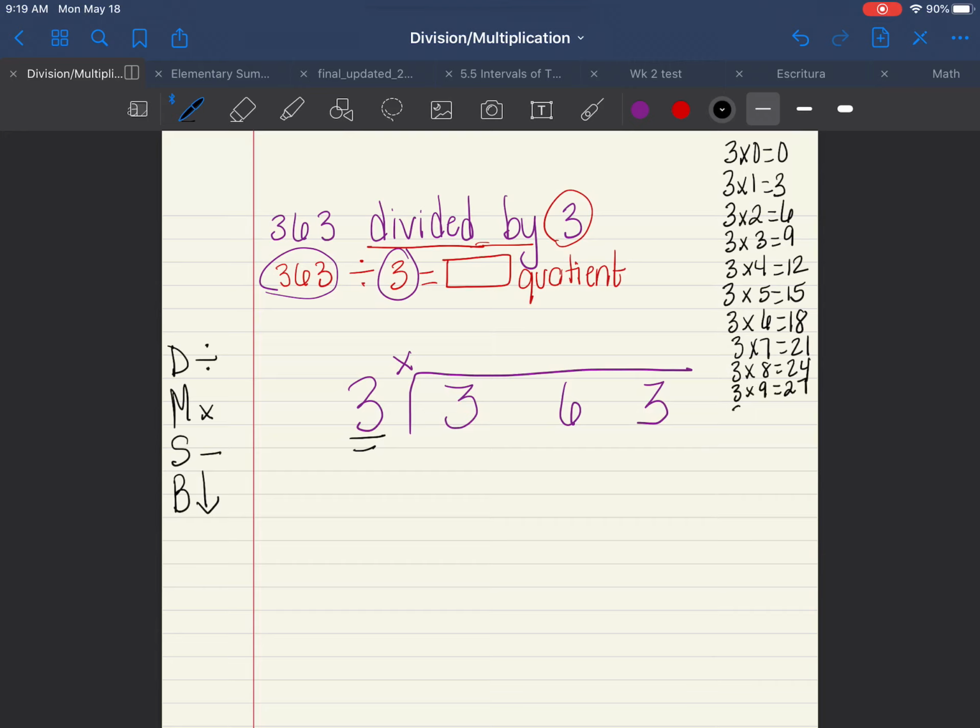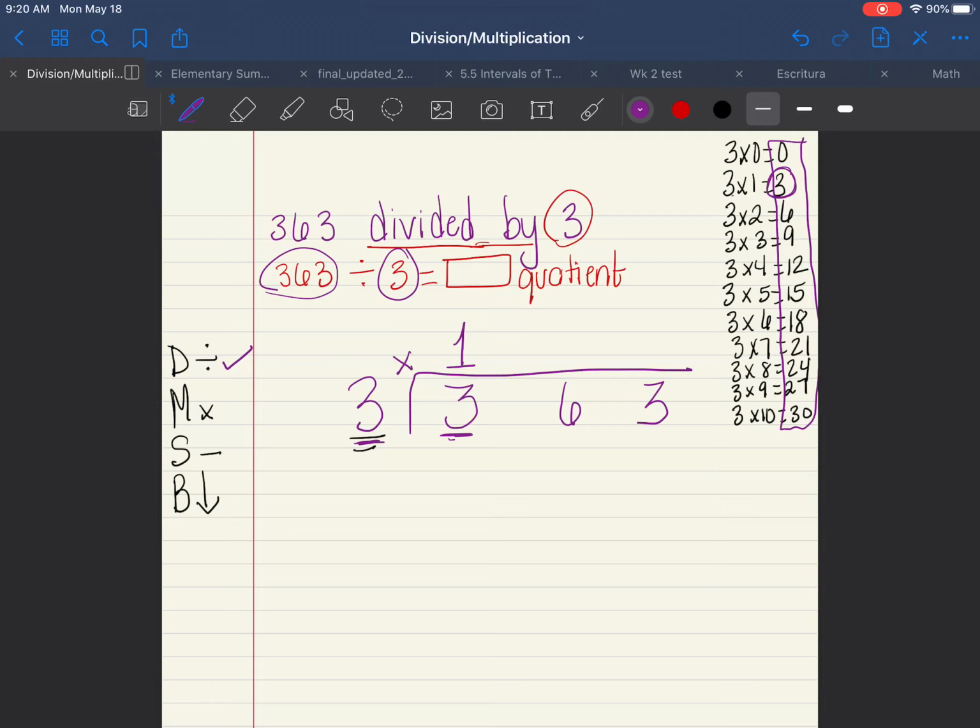3 times 6 is 18. 3 times 7 is 21. 3 times 8 is 24. 3 times 9 is 27. And 3 times 10 equals 30. So remember, we're looking at our quotients. And if you notice, we have 1 digit, so I'm going to divide by 1 digit.